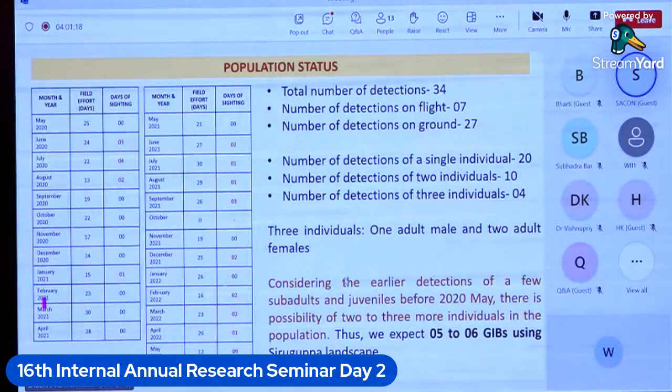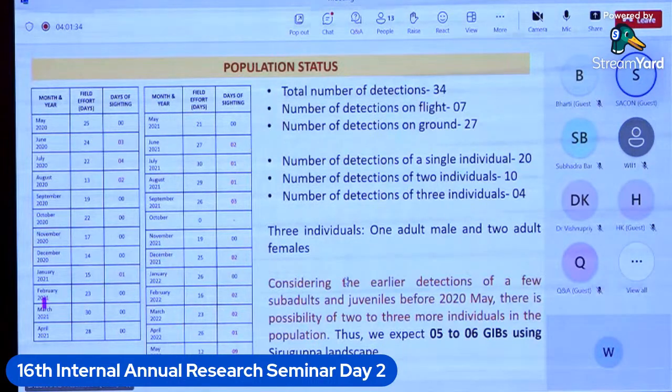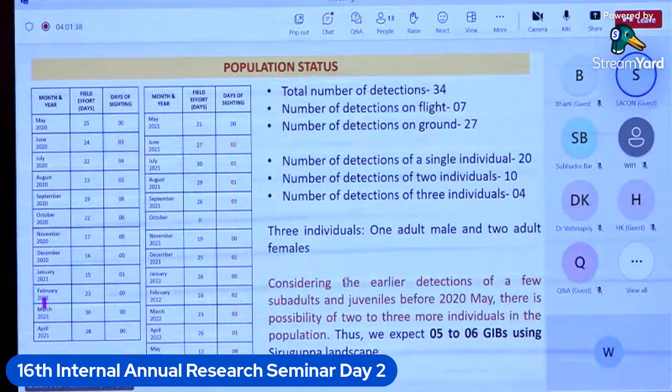We had 34 sightings of the birds in the total search period. About 7 detections were in the air and 27 were on the ground. Single individual detections were 20, 2 individuals were 10, and 4 times we spotted 3 individuals together, including 1 adult male and 2 adult females.